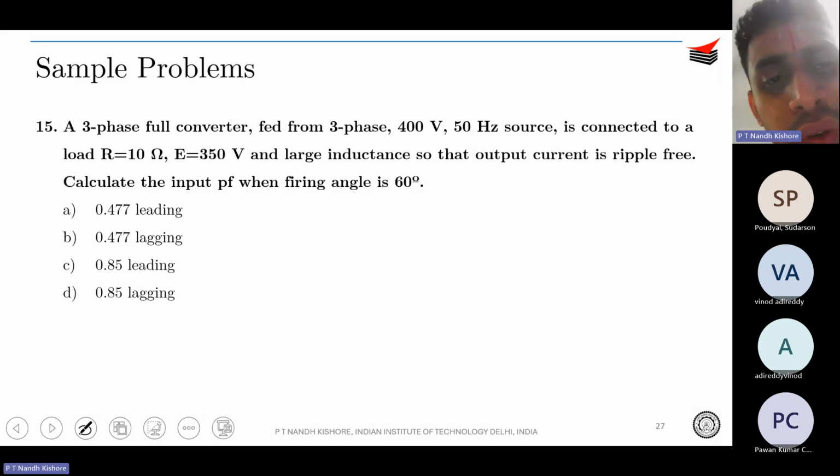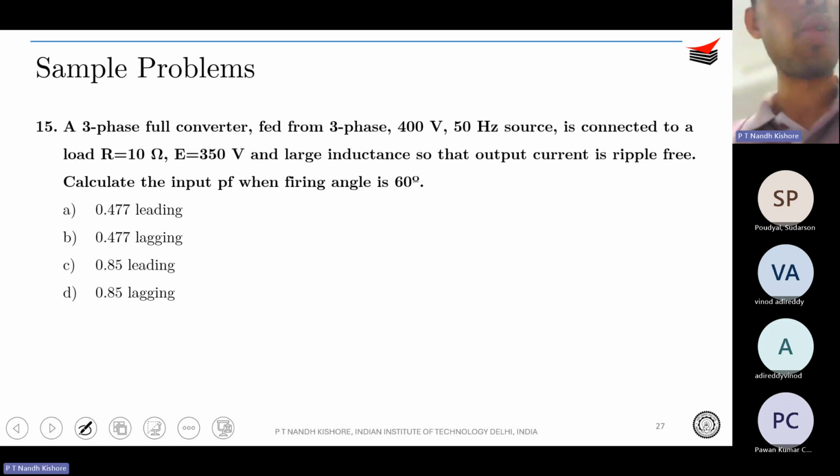So there is a three-phase full converter. Obviously if it's from a three-phase source, you have a three-phase full converter. R is given, E is given. Large inductance so that the output current is ripple free. Calculate the input power factor when firing angle is 60 degrees.